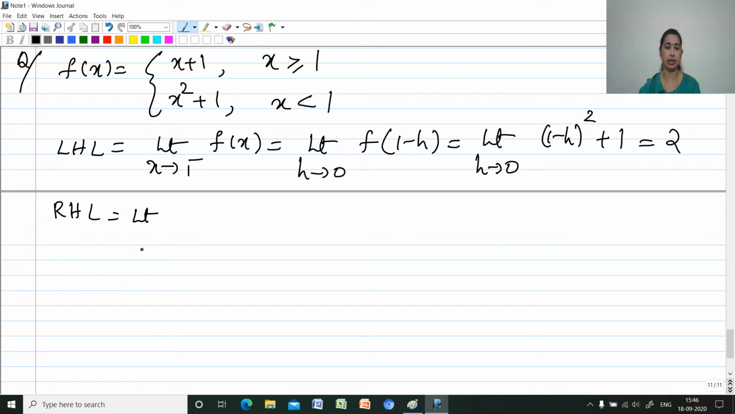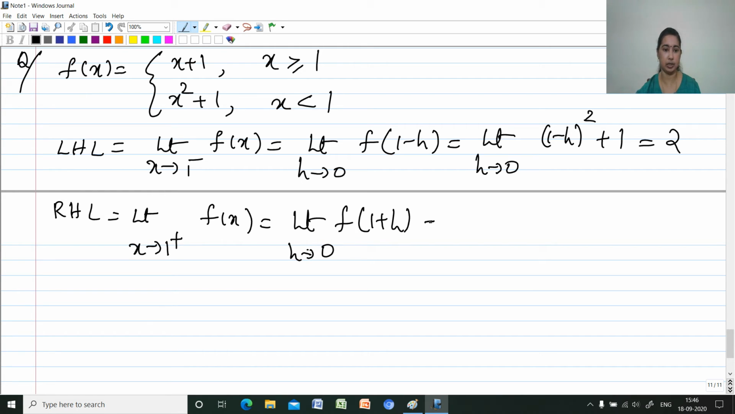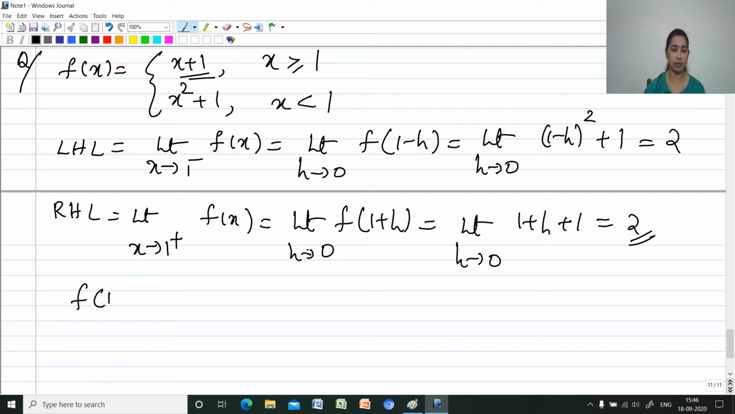That is limit x tends to 1 plus f of x, which is equal to limit h tends to 0 f of 1 plus h. Since x is greater than 1, we have to take the function x plus 1. So limit h tends to 0 of 1 plus h plus 1. Again we are getting 2 itself. And we have to check what is f of 1.